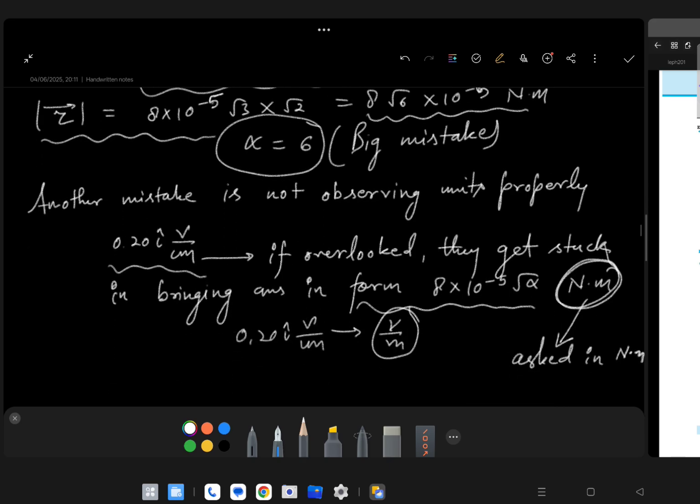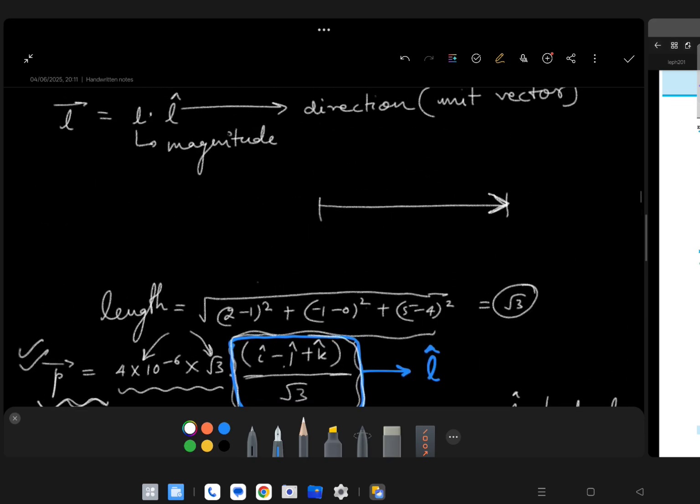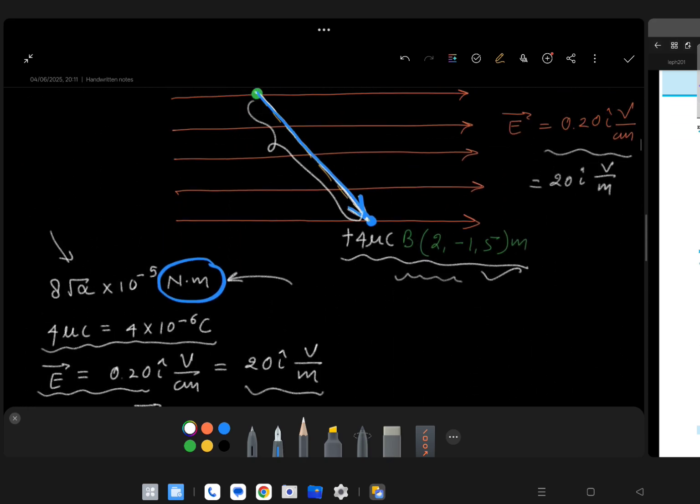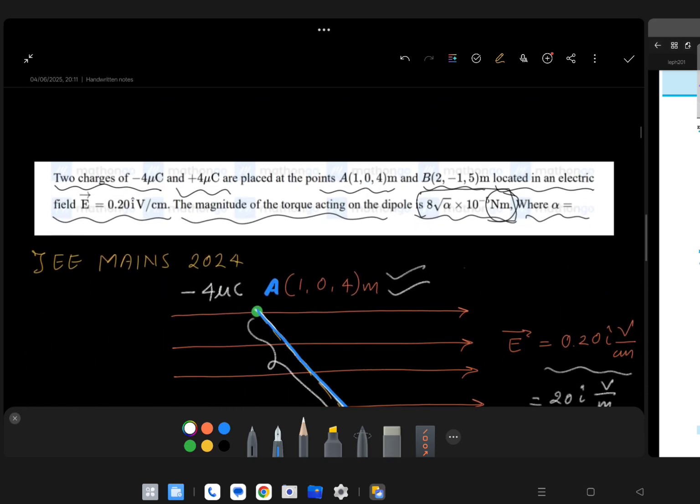Another mistake is not observing units properly. So 0.2 I cap volt per centimeter. If you don't convert it into volt per meter, you might get stuck somewhere in the calculation, and you will come back again and again to find the mistake that you have already made. So it will consume more time, and you might miss other easy questions as well. So you have to be prepared for this. Look at what the question is asking. The question simply asks you to calculate the torque and express it in this form.